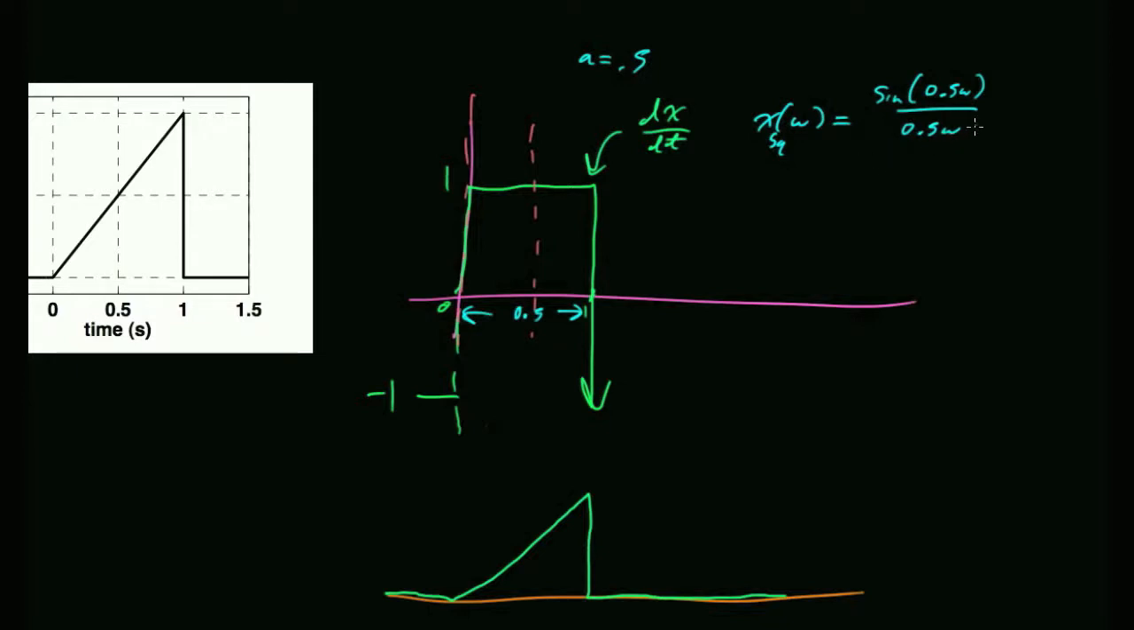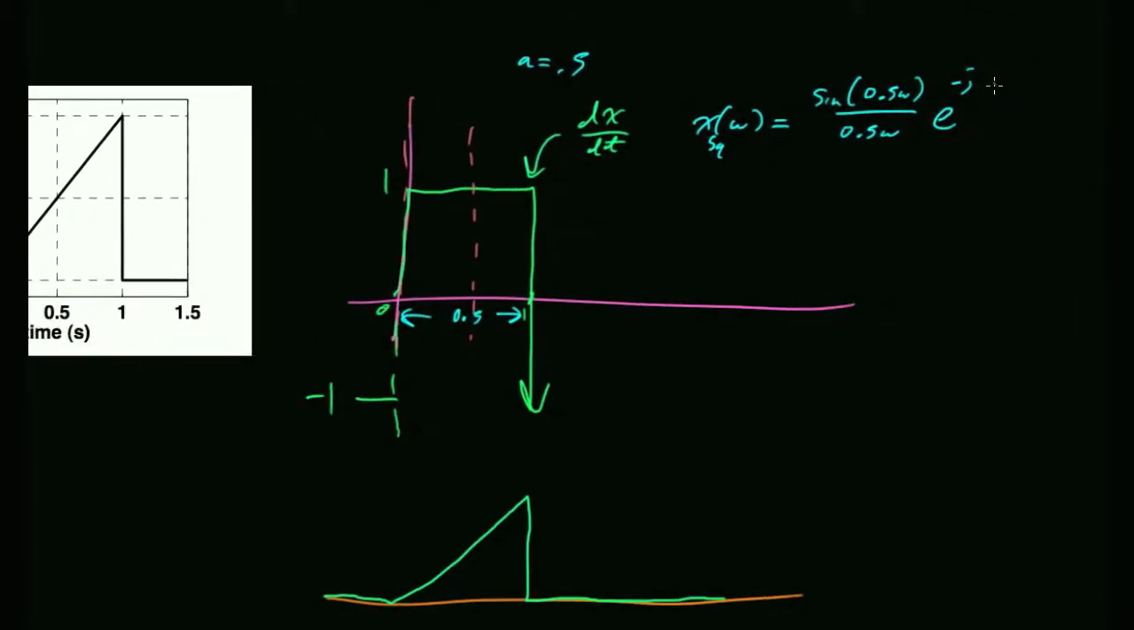Now I have to give it a shift to the right of half a unit. This is the Fourier transform of a square pulse centered at 0. Now I have to shift it to the right by half, so it's going to be e to the minus j 0.5 omega. So now I've shifted my square pulse to the right by half. Okay, that's good.